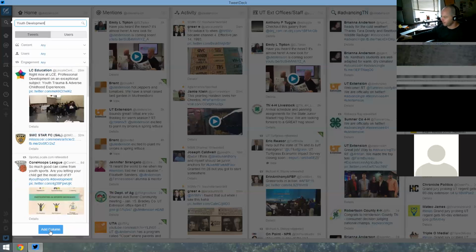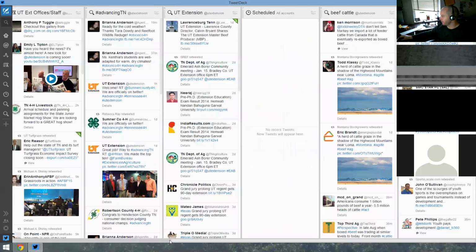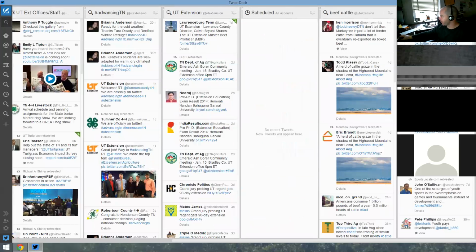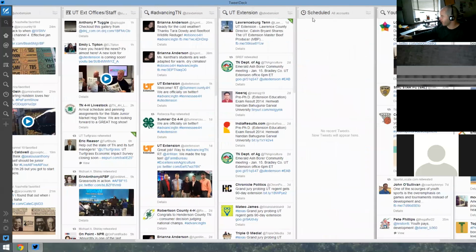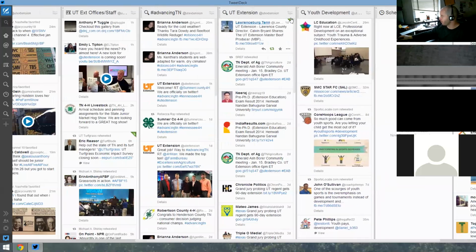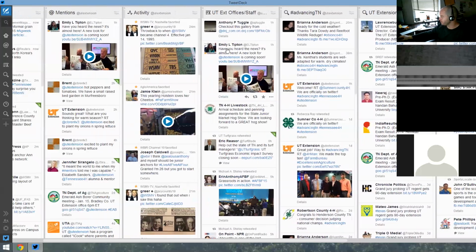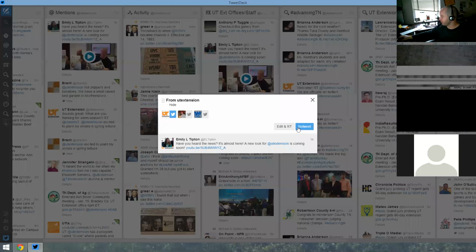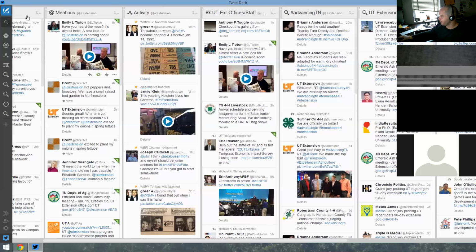If I like it, then down here at the bottom, I can click on add column. And sure enough, over here on the far left-hand side, I'm going to have this column of youth development. And in TweetDeck, I can grab this edge here and I can move that column over if I wanted to. You can rearrange all this stuff. You could have these columns go out for a while. I'm going to go ahead and retweet here what Emily Tipton tweeted about our increasing visibility team, just to throw that out there while I'm here.